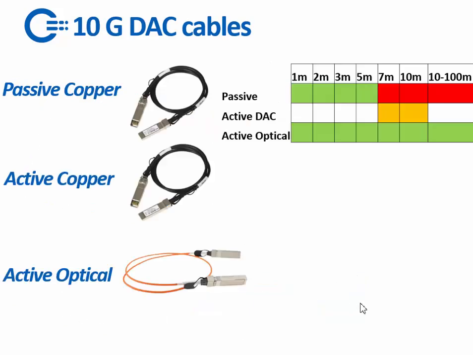The DAC cables have some limitations. So the passive DAC can go up to 5 meters. We have them in 1, 2, 3, and 5 meters in stock. The active DAC we don't supply anymore. That has to do with the fact that our active optical cable is cheaper than the active DAC cable, and the properties of the active optical cables are better than the active DAC cables. The active optical cables can go from 1 up to 100 meters.